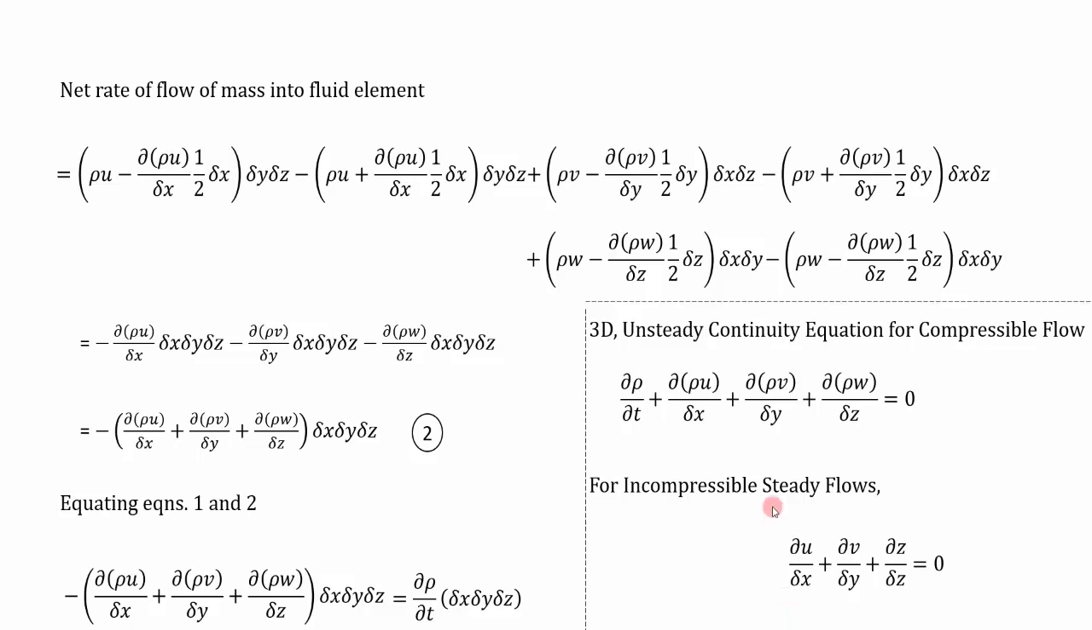This is the 3-dimensional equation. If you want to have only 2-dimensional, we can neglect this z. Sorry, this is dou w. So for a simple equation which is having only 2 dimensions, we can use only dou u by dou x plus dou v by dou y is equal to 0. This dou w by dou z need not be included for 2-dimensional flow.